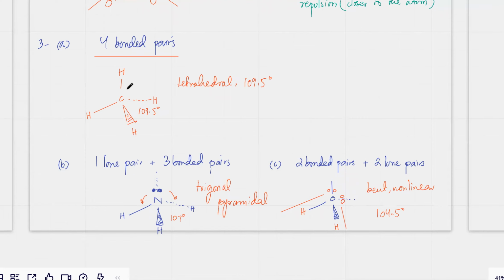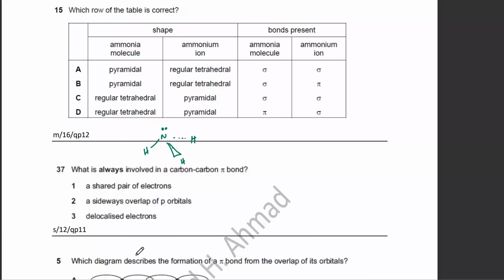I told you that the shape is derived from a tetrahedral shape, except that the lone pairs have a slightly greater repulsion, which is why the angles become slightly smaller. So this one is 107 degrees, and it's not tetrahedral, it's pyramidal. So the ammonia molecule is going to be pyramidal.